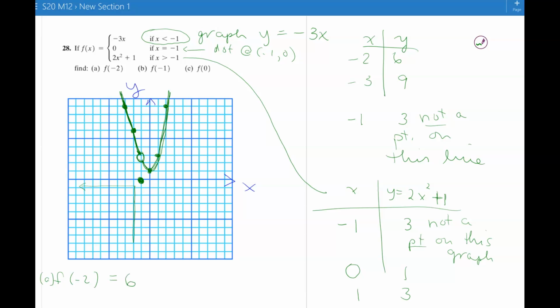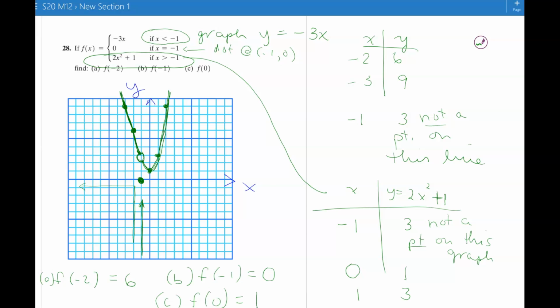So f of -2 is 6. Then f of -1, you look where x is -1, and you say the y value is 0, because that's where the solid dot is. The circle hole is not a point on the graph. And then f of 0 is 1, because this is the part of the graph that you're looking at when x is 0.